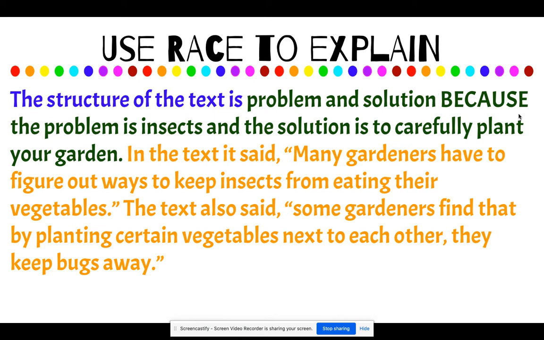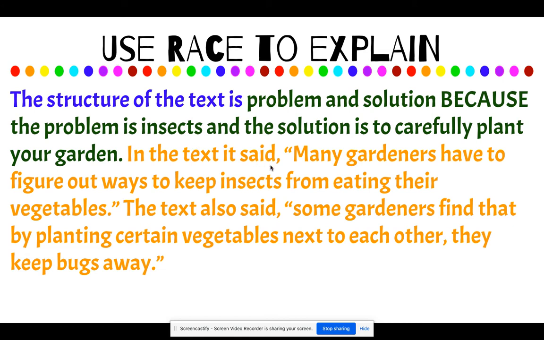Then I have this big piece here that says because. That's because I need to tell my reader what the problem is and what the solution is. The problem is insects, okay? The solution is to carefully plant your garden. Then I'm going to prove it by using word-for-word evidence.